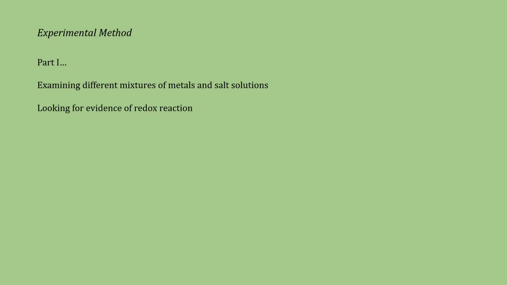Let's consider the experiment as a whole. In part 1 of the experiment, you're going to examine different mixtures of metals and salt solutions. You're going to look for evidence of a redox reaction. That evidence might involve the evolution of a gas, the deposition of a metal, or even the formation of a precipitate. Or there won't be any evidence at all, in which case you might write as your observation, no reaction.